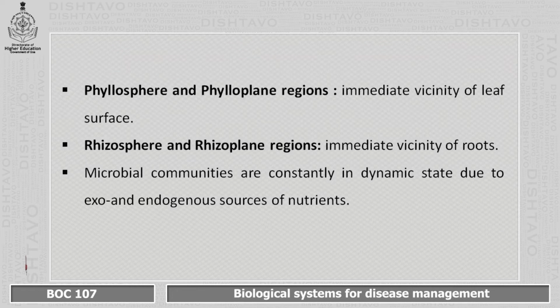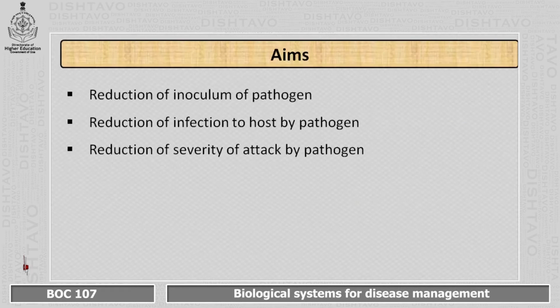Vicinity means the area near or surrounding a particular place. The second is the rhizosphere or the rhizoplane region, which is the immediate vicinity of the roots. These microbial communities are constantly in a dynamic state due to exogenous and endogenous sources of nutrients. Next, aims of the biological control method.